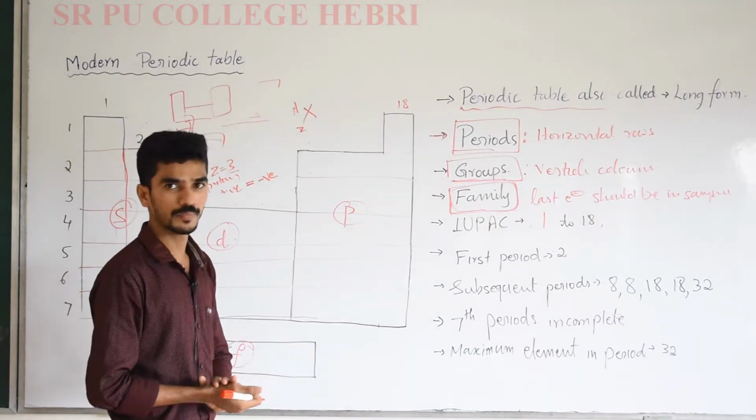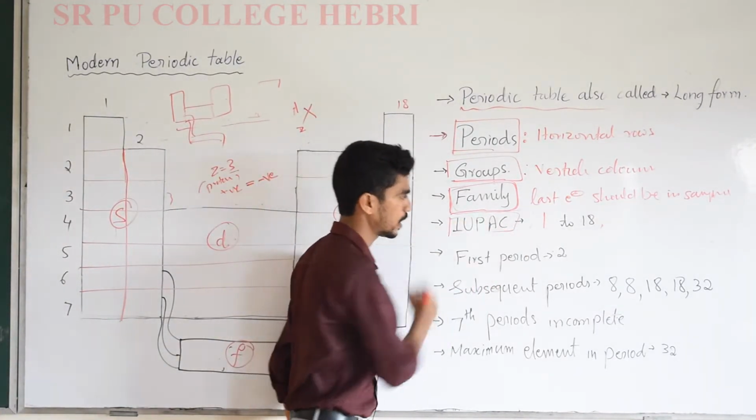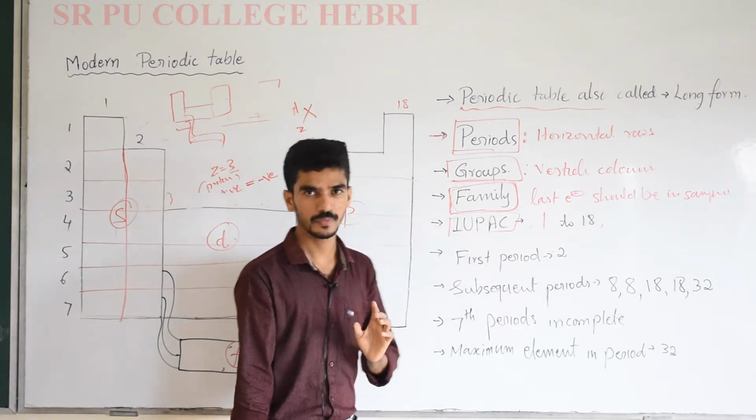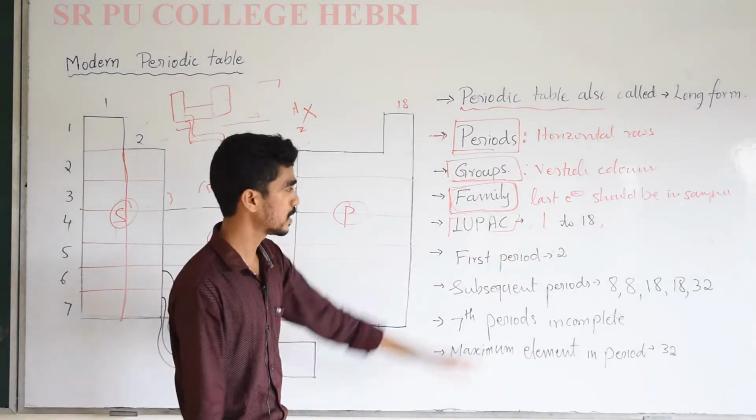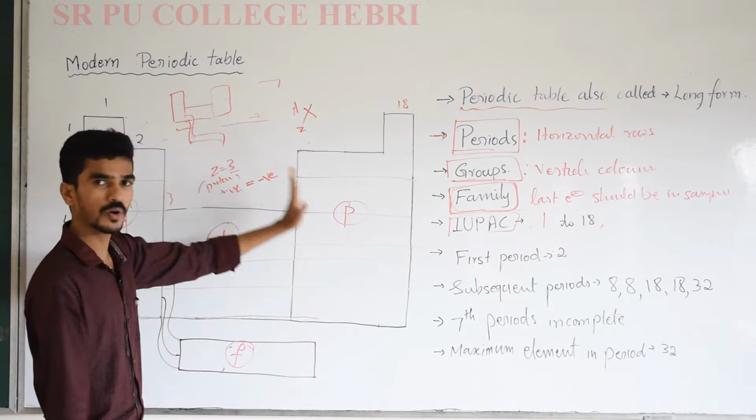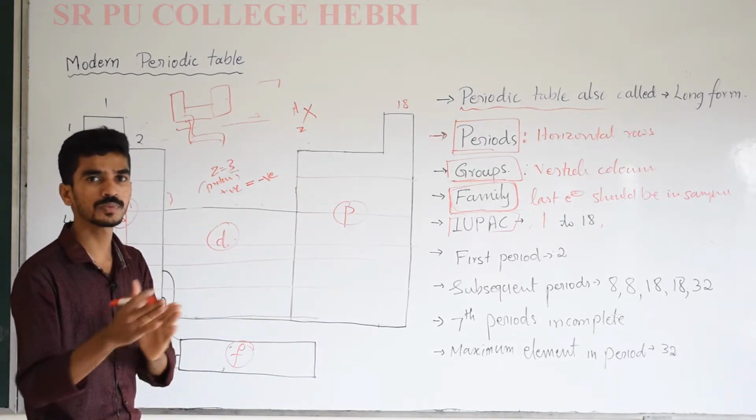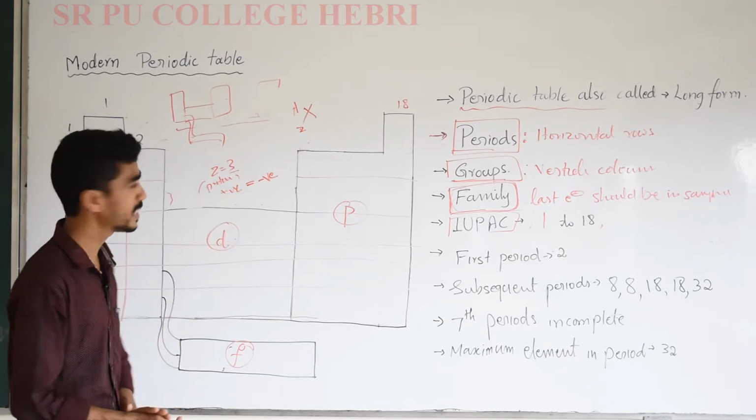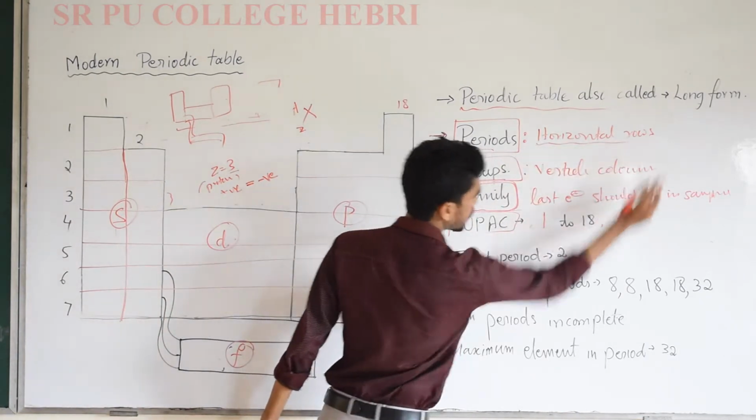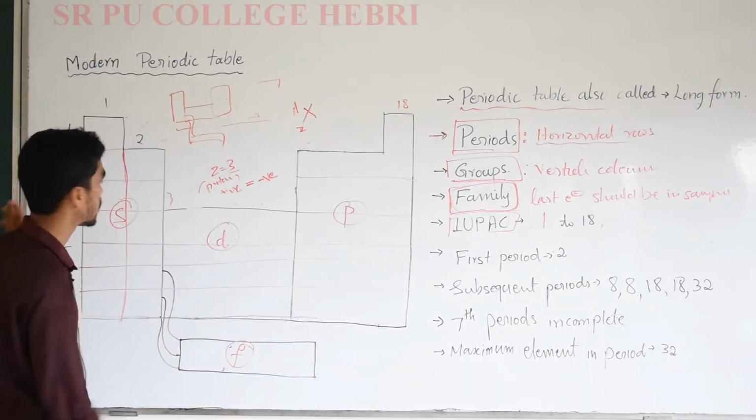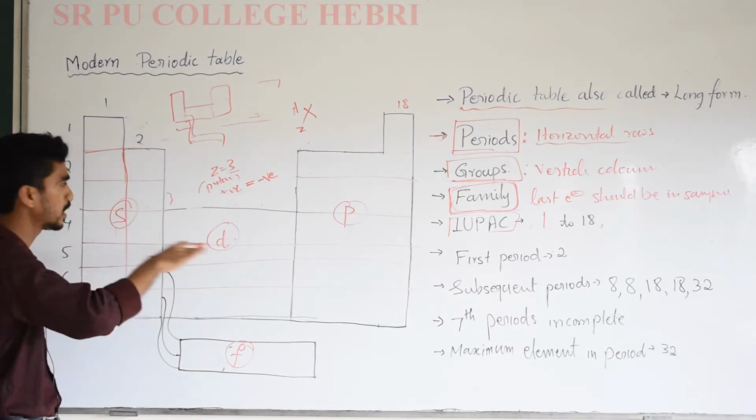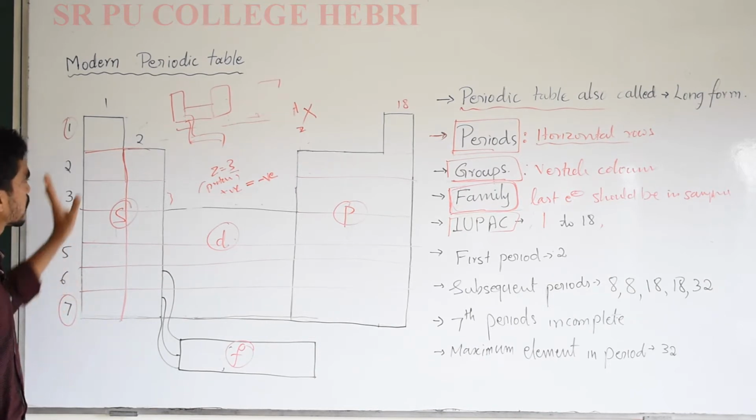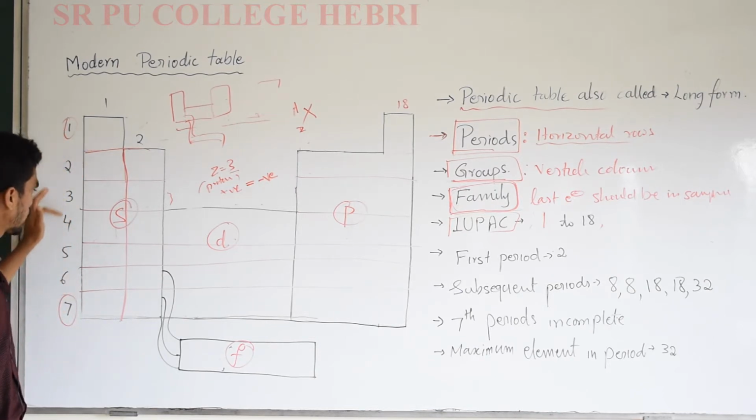Now, according to IUPAC, the International Union of Pure and Applied Chemistry, this periodic table is classified into several groups and periods. How many groups are there? How many periods are there? First, the periods. Periods are nothing but horizontal rows. There are 7 periods present in the periodic table: 1, 2, 3, 4, 5, 6, 7.